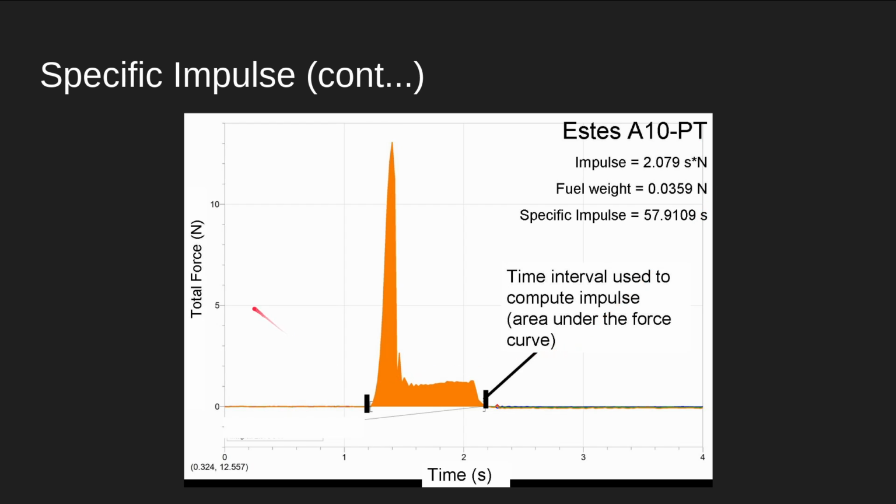So here is force and here's time. You can see it produces over 10, it looks like 14 newtons of force at peak, and then it drops down. And then the total impulse of this rocket motor is 2 newton seconds. And then the fuel weight was about 0.0359 newtons, so pretty light. And that gives you a specific impulse, if you run the math, of 57.9 seconds.